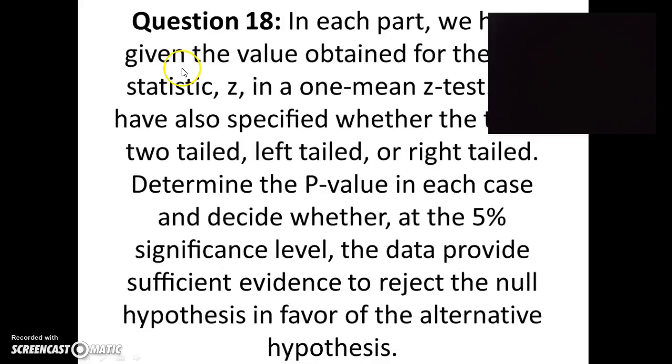In each part, we have been given the value obtained for the test statistic z in a one-mean z-test. We also have specified whether the test is two-tailed, left-tailed, or right-tailed. Now let's see that. Determine the p-value in each case and decide whether at the 5% significance level the data provides sufficient evidence to reject the null.